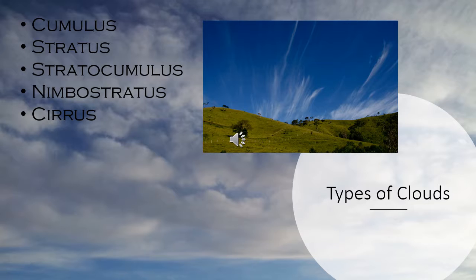These are some of the highest forming clouds and are almost completely made up of ice crystals. Cirrus is actually the Latin word for wisp because of their wispy appearance.